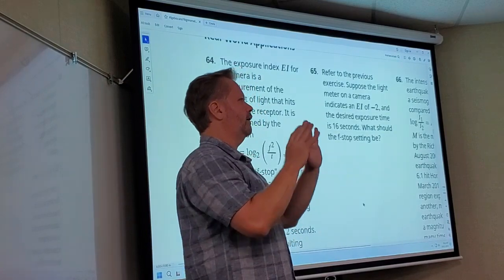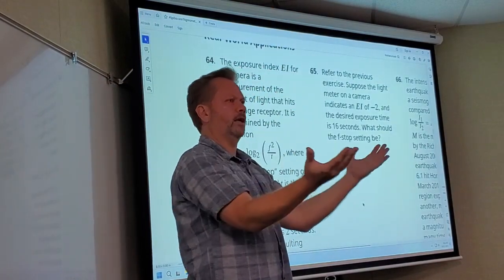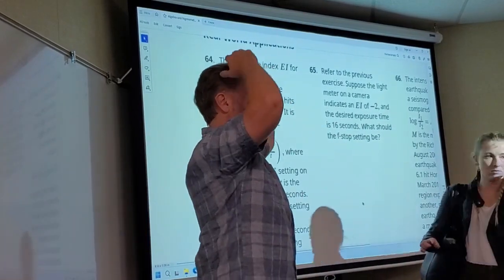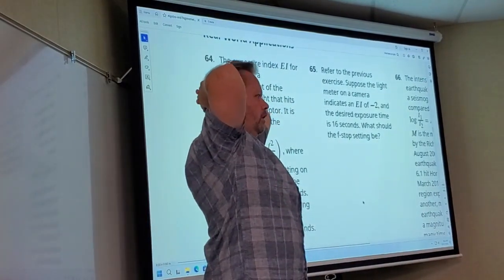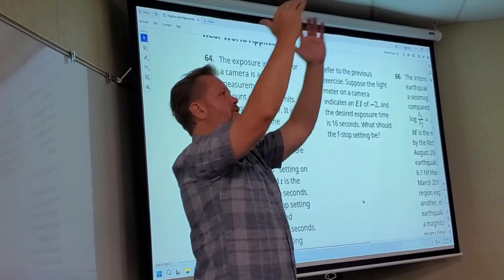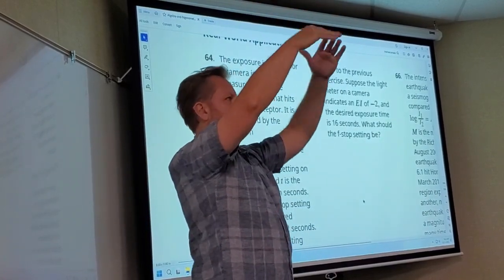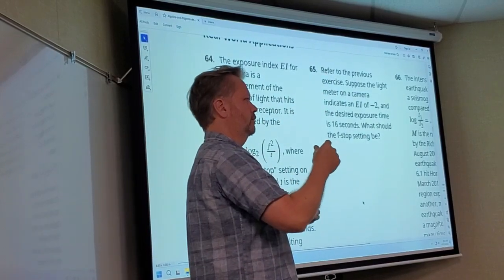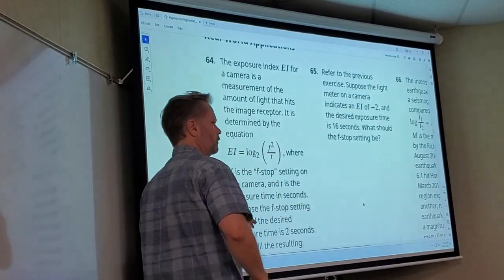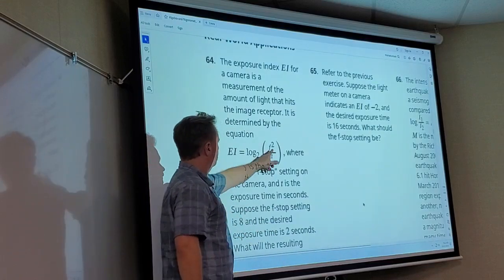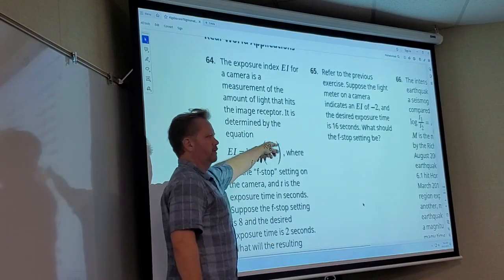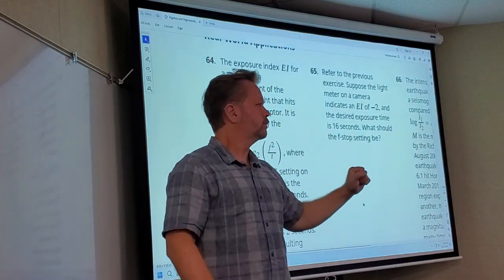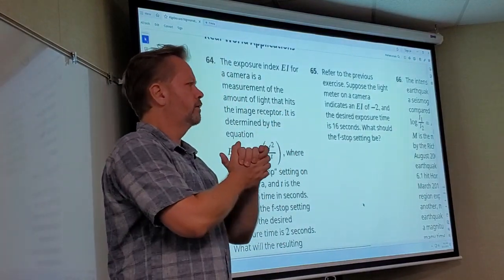If you start to read it, you're like, what the hell, I don't know photography. But it's just a plug and chug kind of problem, right? And you'll end up with log base 2 of a number that you can actually break up into a certain number of 2s, so that you can get the answer. So 8 is the F, and 2 is the T. Simplify the inside. What about 65?